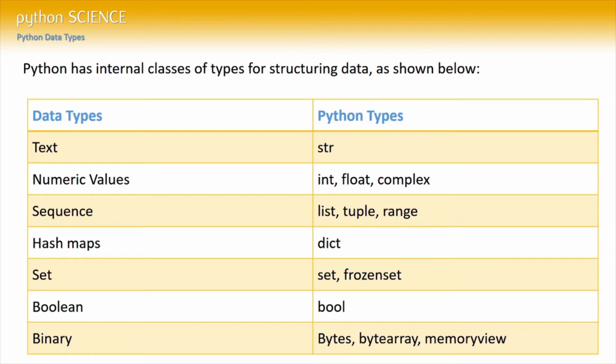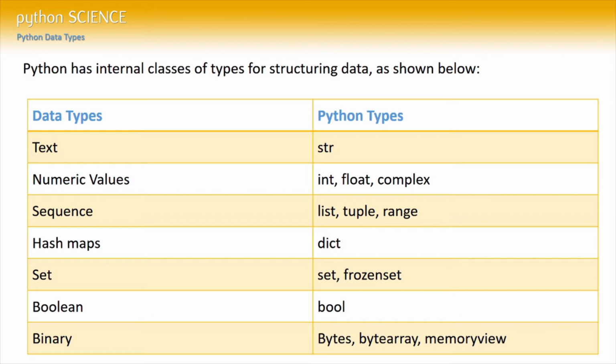So for text data, we have the string data type in Python. For numeric data types, we have integer, float, and complex data types in Python. Also, we have sequences: list, tuple, or range. Also, we have hash maps, which are very useful for performance programming, called dictionaries in Python. We can just assign a key with a value and call that key.